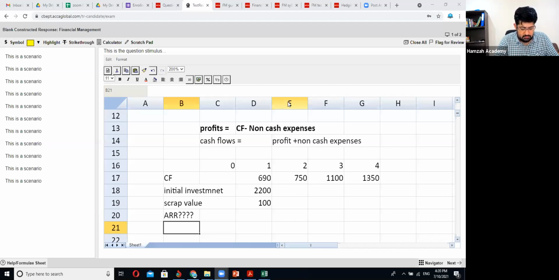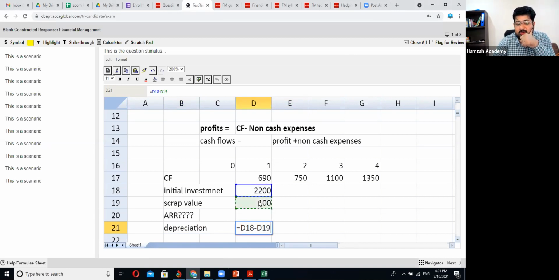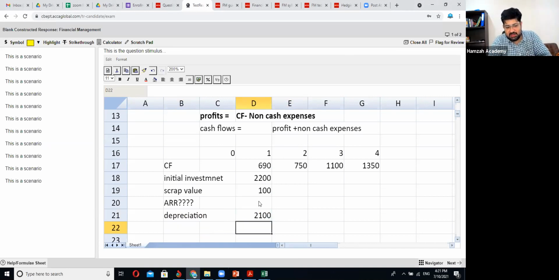Now, students, non-cash expense means depreciation, equal to the initial investment in machinery minus the scrap value. The difference is depreciation. We purchase machinery for 2200 and it will be sold at 100. So what is remaining? Depreciation. Got the point? Is it clear?